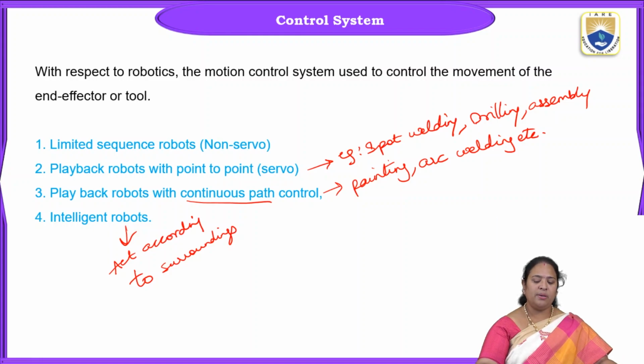Clear? So this is about the control systems which are used in robotics. The first is the limited sequence robot, which is an open loop control system. Then the playback robot with point to point and continuous path control, and the intelligent robot, which come under the servo controller, which is nothing but the closed loop system. Hope you have understood about the control systems.